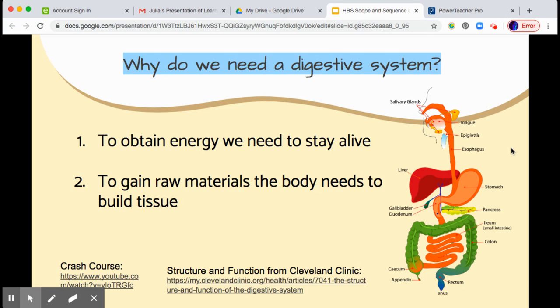So why do we need a digestive system? There are two main functions, which is what we're focusing on in the human body systems unit, the functions, what the systems do. The first main function is to obtain energy we need to stay alive. That comes in the form of food, right? And our bodies break down food into glucose that can be used for cellular respiration. The second thing is to gain raw materials the body needs to build tissue. That can be anything from protein to macro and micronutrients to vitamins, etc.